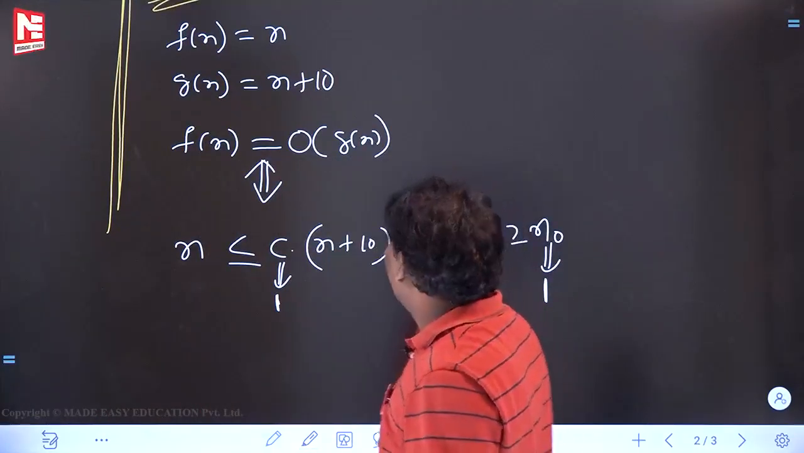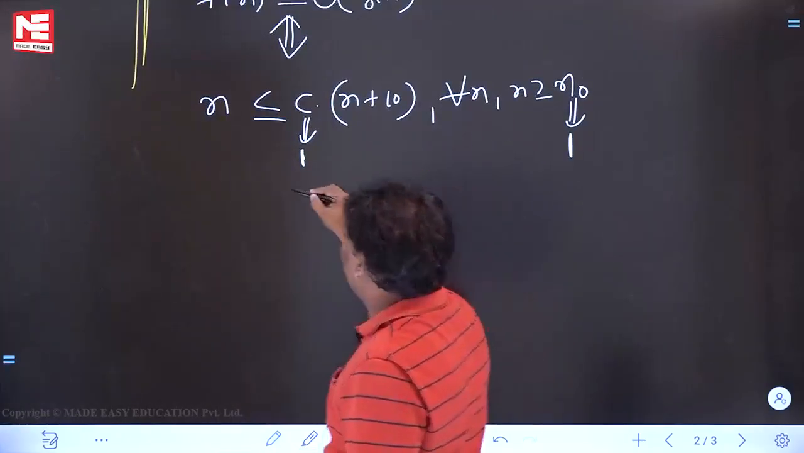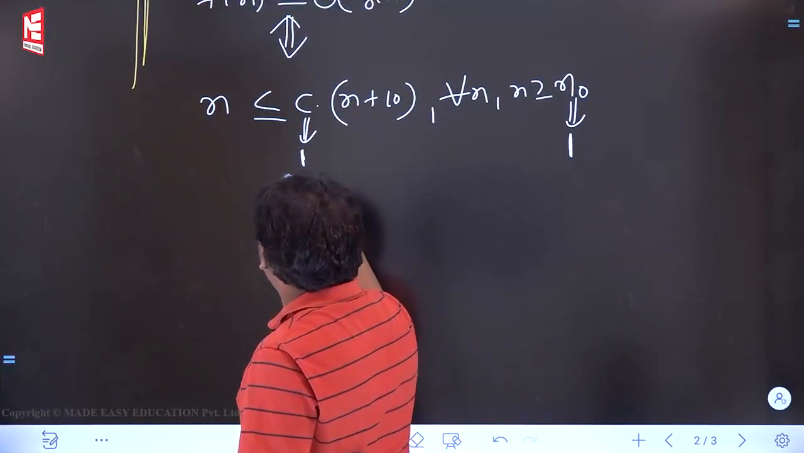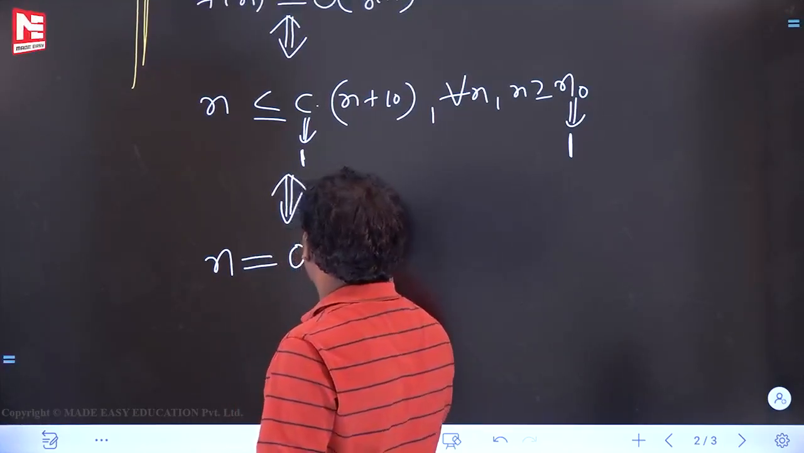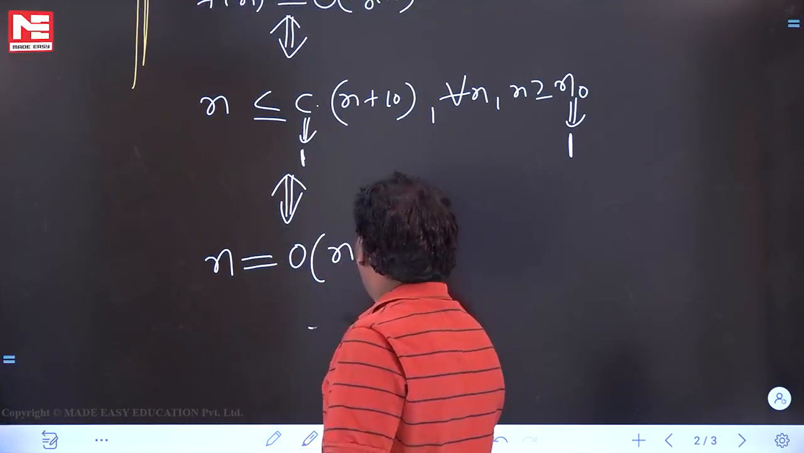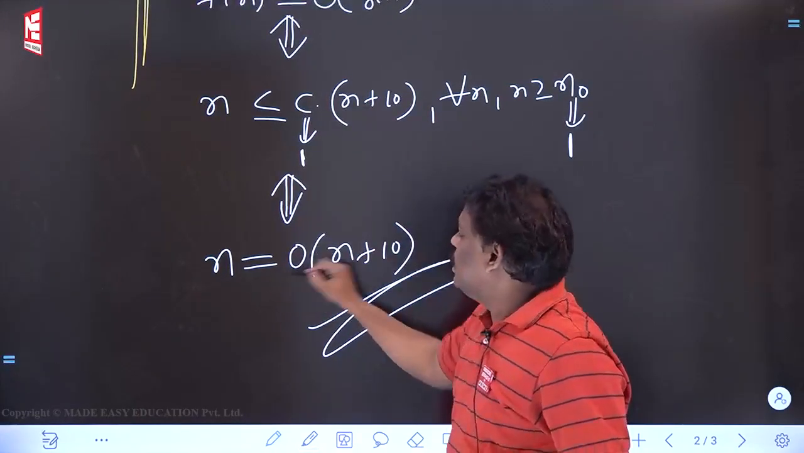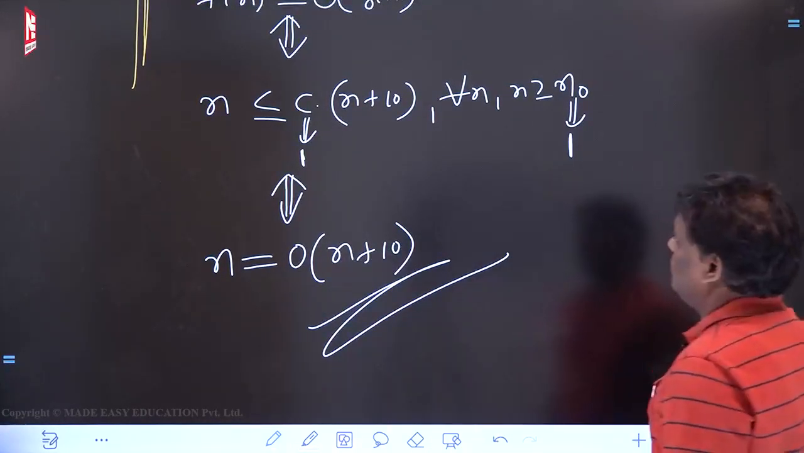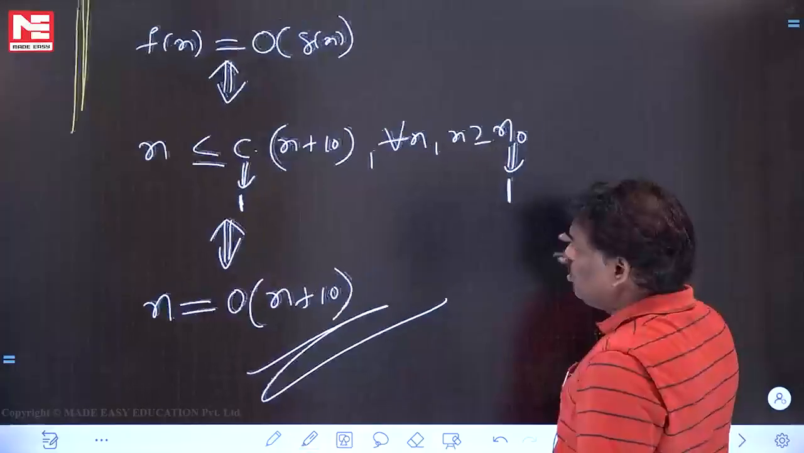Now, can you help me say this? I have to satisfy this definition. Yes, I satisfied it. Can you say the final conclusion? Because you satisfied it, the final conclusion is: n is big O of n plus 10. Between the two functions, this relation holds good, then I can say n is big O of n plus 10. I'm thinking you are almost okay.